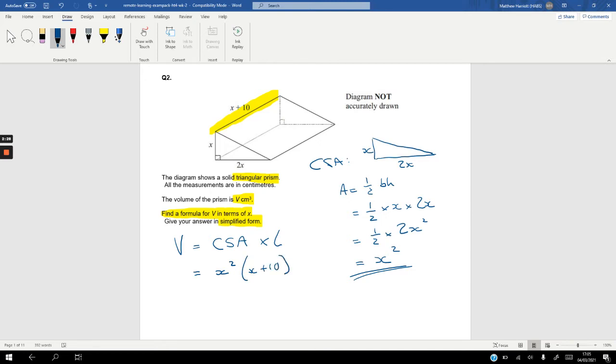So I have now a formula in terms of X for V, but it wants it in a simplified form. So I need to expand and simplify. Do X squared times X, I get X cubed. I'm then going to do X squared times 10, I'm going to get plus 10X squared. And that's my final answer.